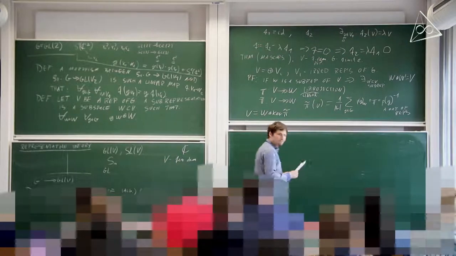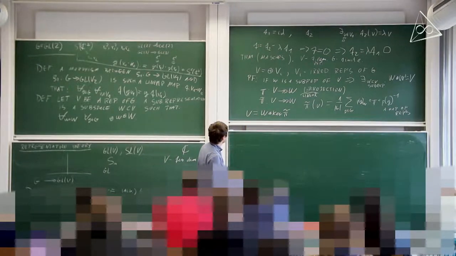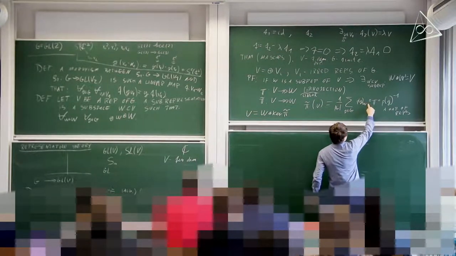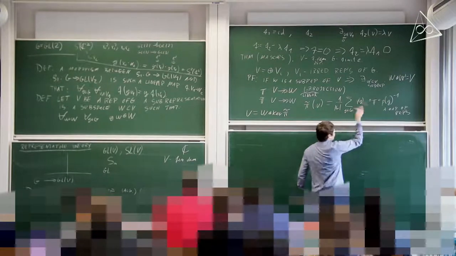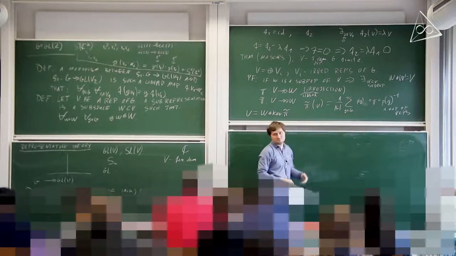Mateusz, one question. What's the reason for the restriction? We don't need a restriction. I just wanted to say that this element is already in W, but it doesn't matter. So the image of pi is formally in W.